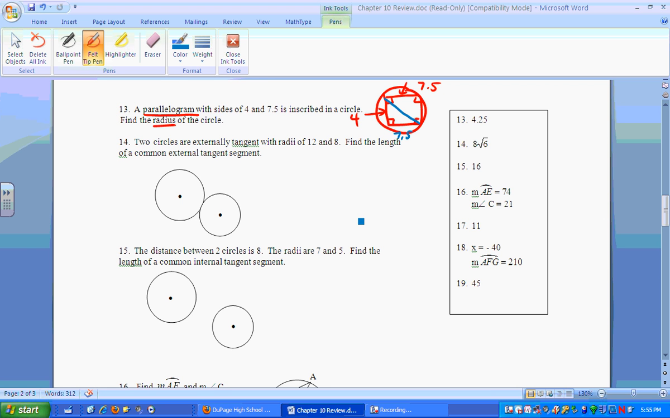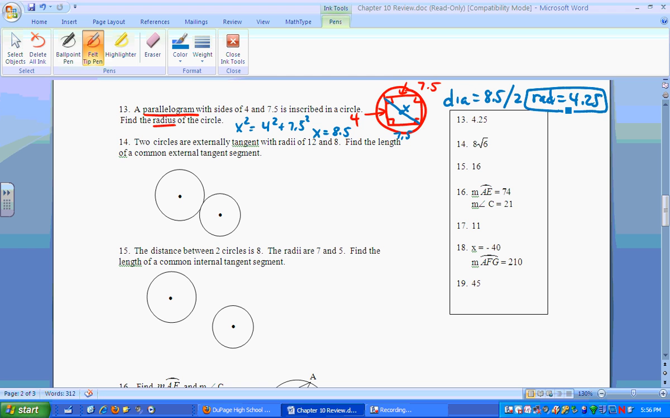You're going to use Pythagorean theorem, and you're going to say the hypotenuse right here is x squared, which is equal to 4 squared plus 7.5 squared. You do the math here, and you get that x is equal to 8.5. Well, what is x? What is that missing side? That's the diameter of the circle. So the diameter is equal to 8.5. You want the radius, so what do you do? You divide by 2, and the radius ends up equaling 4.25.